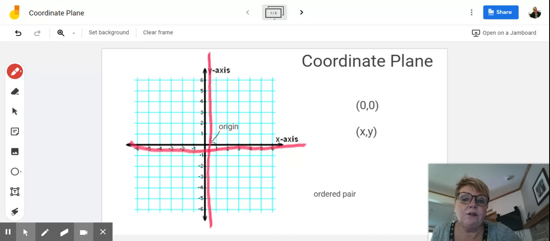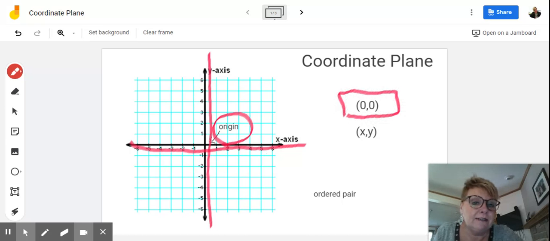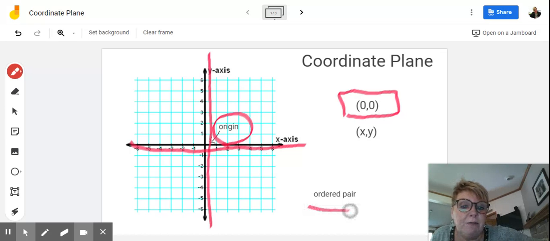It also has an origin. Origin is like the starting point. The origin's right here in the middle where the two axes cross, and the coordinates of the origin are 0, 0. It's 0 on the x-axis, it's 0 on the y-axis. So its ordered pair, which is the way you name points, is 0, 0.